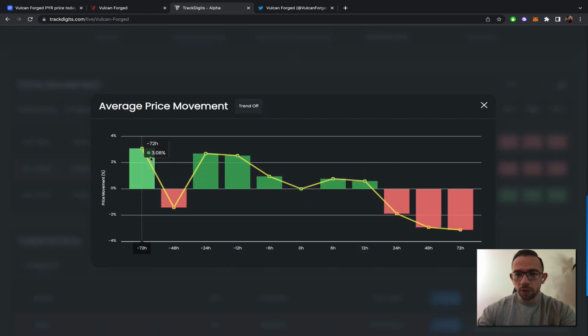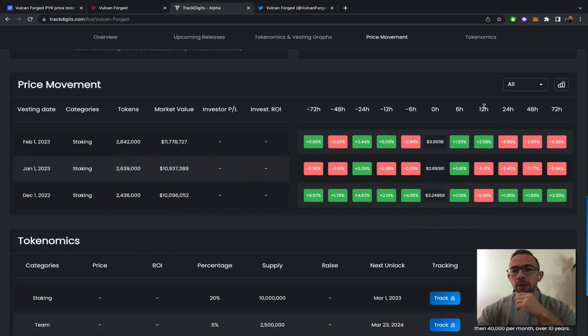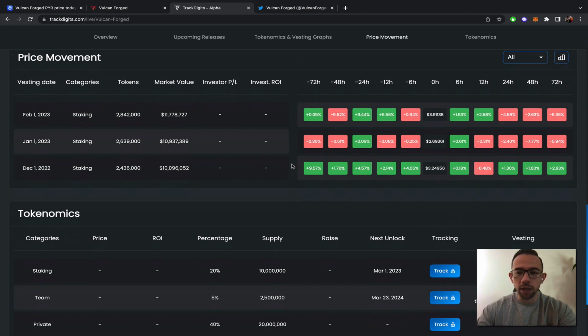We're talking 3% up at the highest or 3% down. So this is nothing related to potential short or long opportunities, tokens being dumped. This seems like an extremely healthy price movement with no significant indicators there.